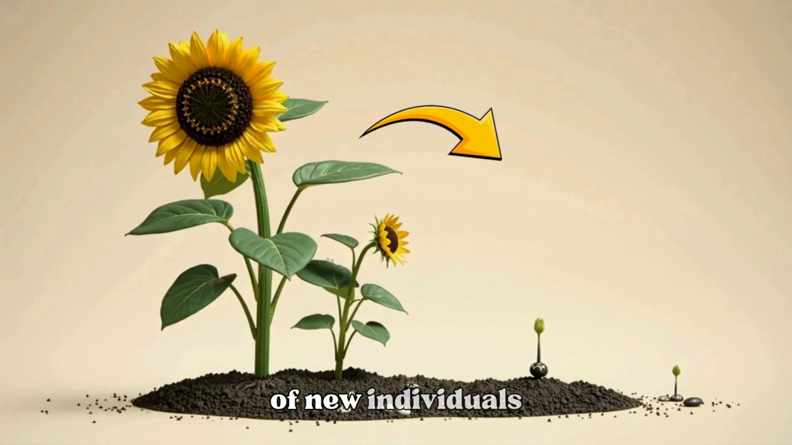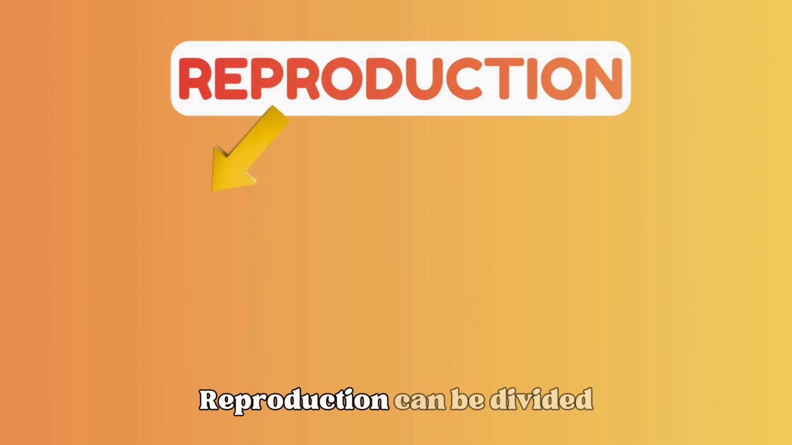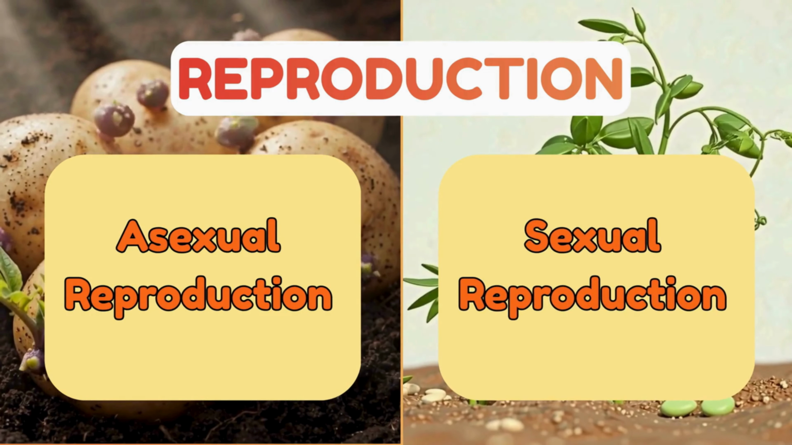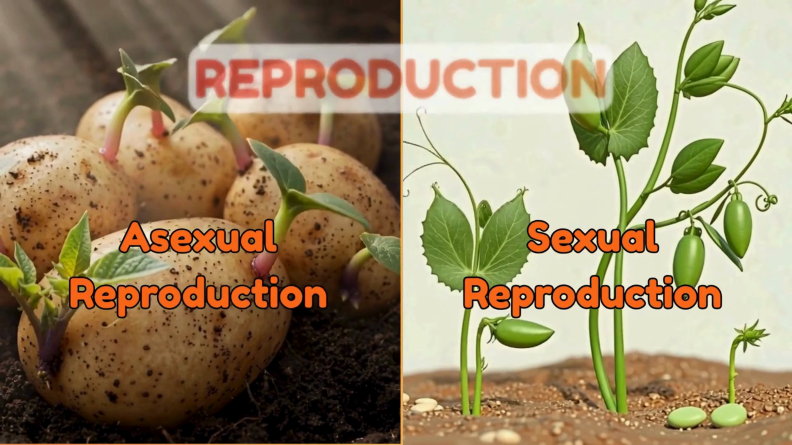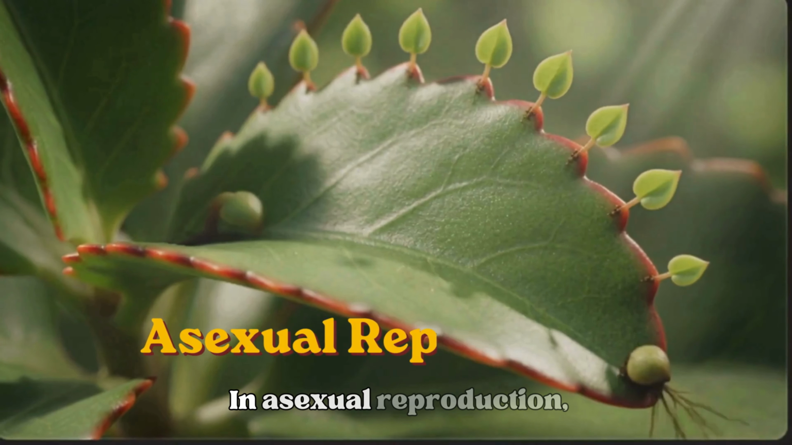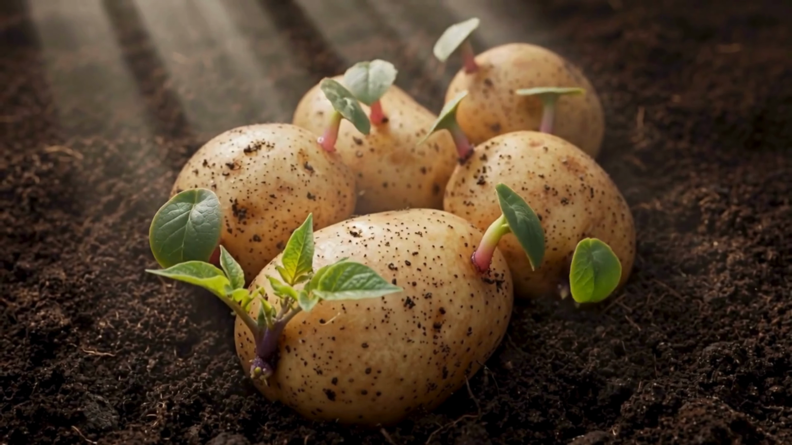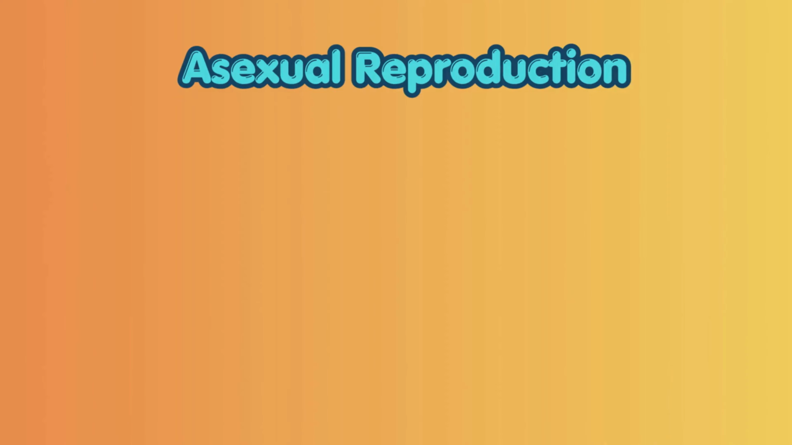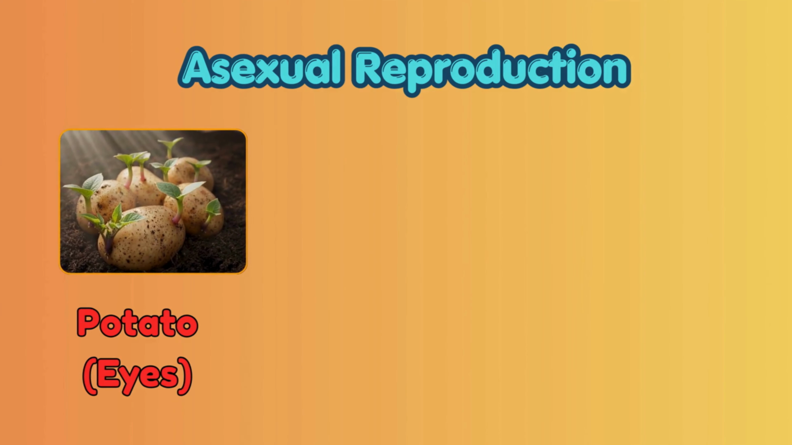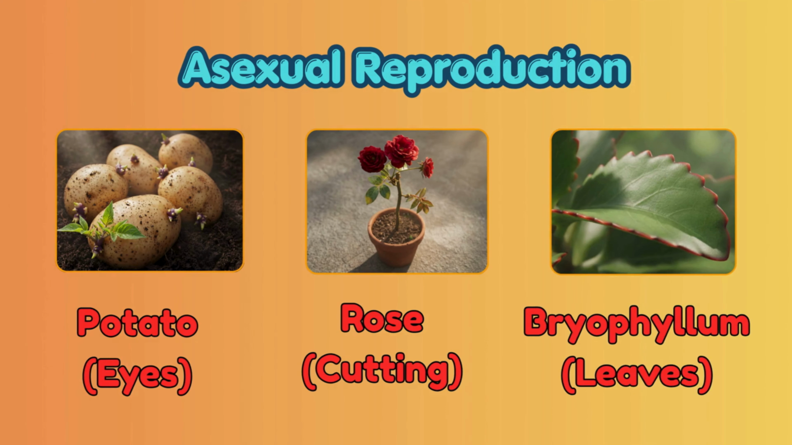The production of new individuals from their parents is called reproduction. Reproduction can be divided into two types, asexual reproduction and sexual reproduction. Asexual reproduction. In asexual reproduction, new plants grow from parts of the plant without seeds. Example, potato grows from its eyes. Rose grows from stem cuttings. Bryophyllum grows from leaves.